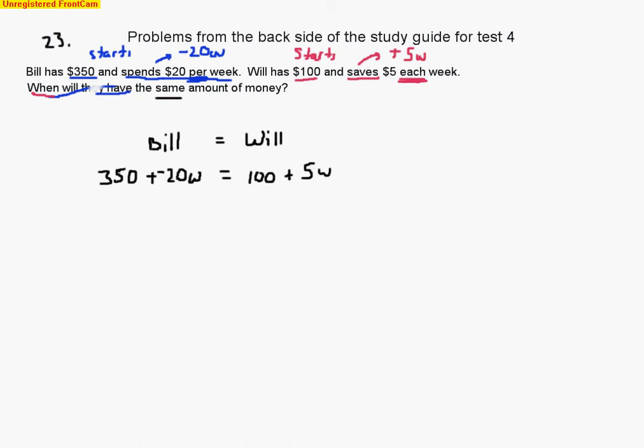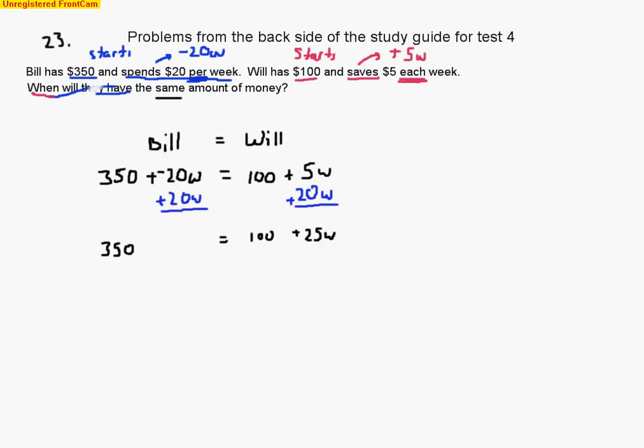We've got our equation figured out, so we'll solve this by doing opposite operations. Let's pull this W term to the right-hand side, so we'll go ahead and add 20W to both sides. That'll cancel out the negative 20W. And when we do that, we're still left with that $350, and this equals 100 plus 25W.